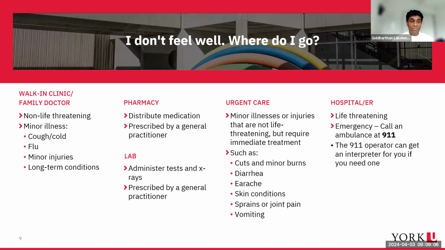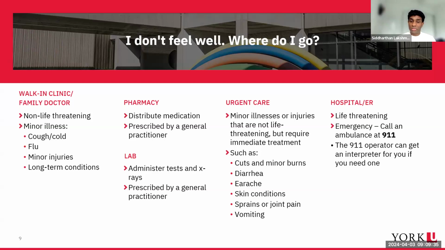The second service available to you is pharmacies. Similar to other parts of the world, they're responsible for distributing medication. Generally, these medications need to be prescribed by a practitioner or a family doctor. Labs in Ontario are also available to administer tests such as X-rays, blood tests, ultrasounds, and so forth. These also generally need to be prescribed by a general practitioner or a family doctor.